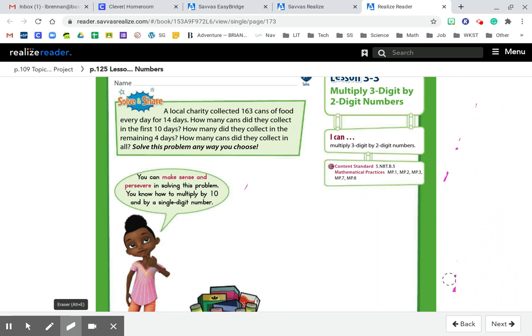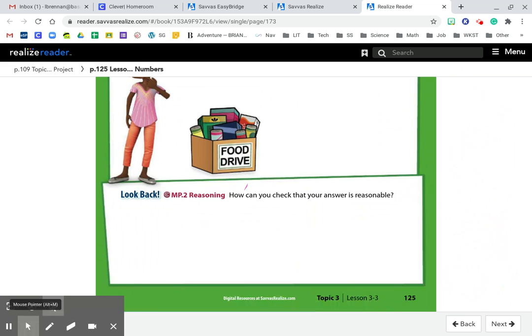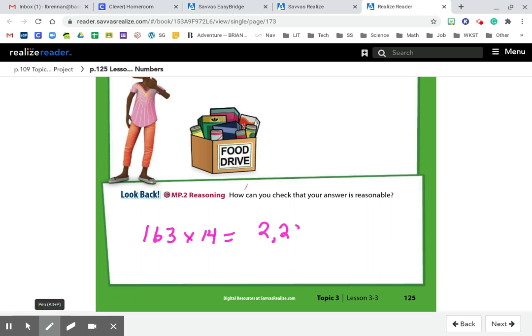And you know, in this chapter, we're going to throw some decimals in, but not quite yet. So as we go down to the bottom, how can you check to see if your answer is reasonable? Well, we can always use estimation. We had 163 times 14, and we said it was 2,282.